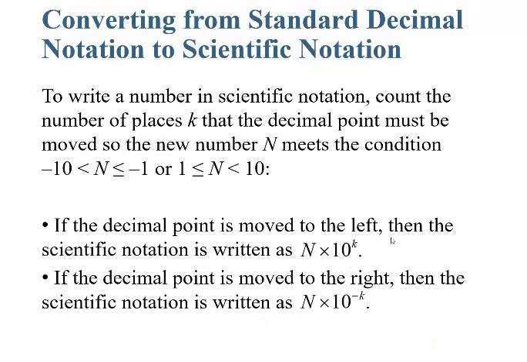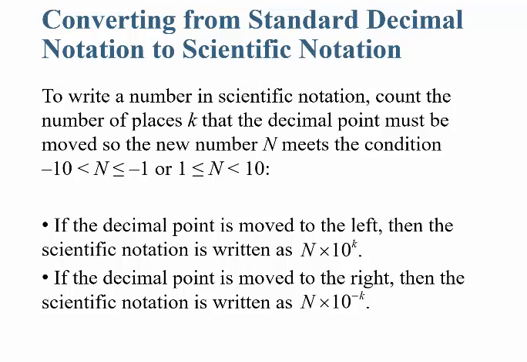All right, so to write a number in scientific notation, count the number of places k the decimal point must be moved so that the new number meets the following conditions. If the decimal point is moved to the left, then the scientific notation is written as n times 10 to the k. If the decimal point is moved to the right, then the scientific notation is written as n times 10 to the negative k.